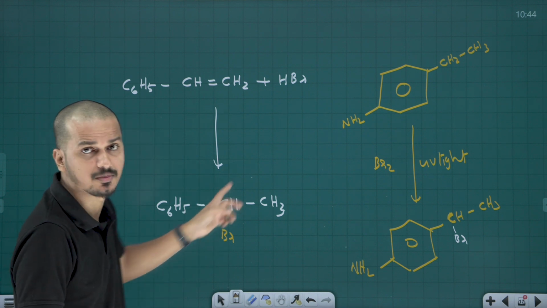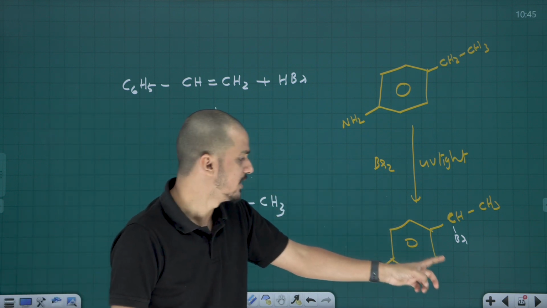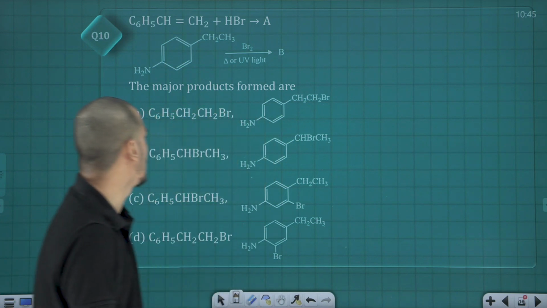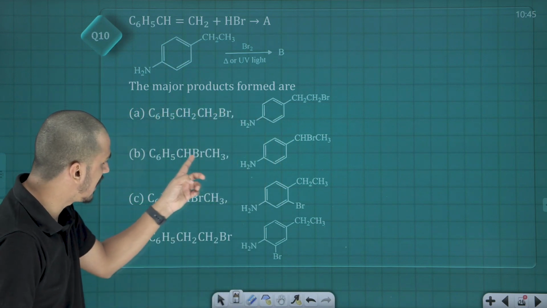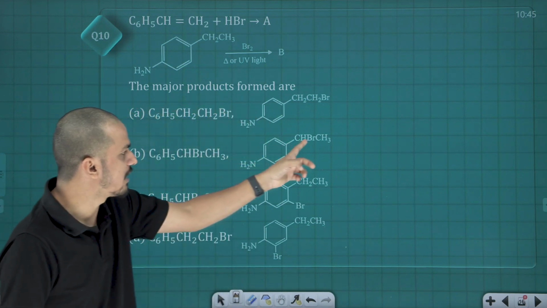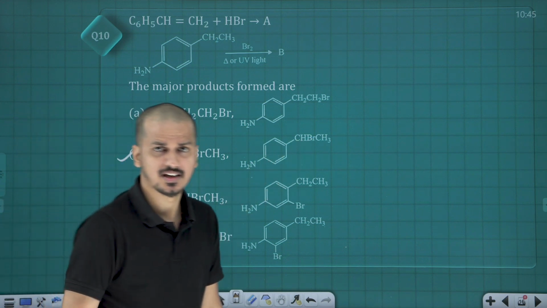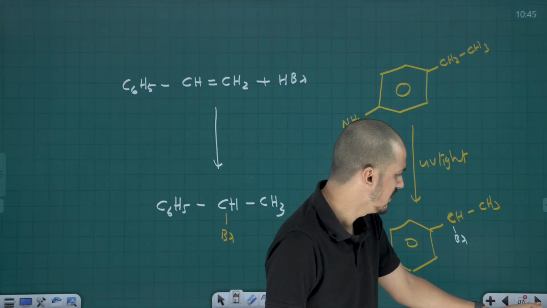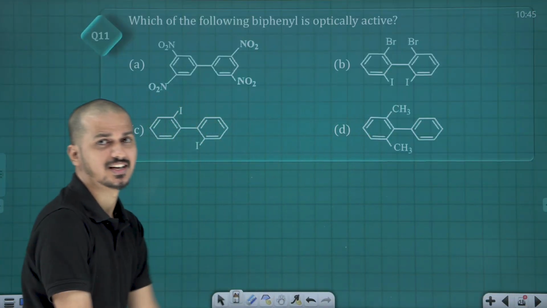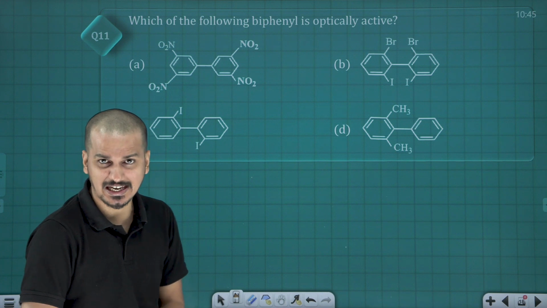Here this is the carbocation mechanism, and this is the free radical mechanism. So what's our answer? Bromine is attaching to the benzylic carbon, so option B is the correct answer. Okay guys, ready? Yes, we can move to the next question. This question is again related to optical activity.